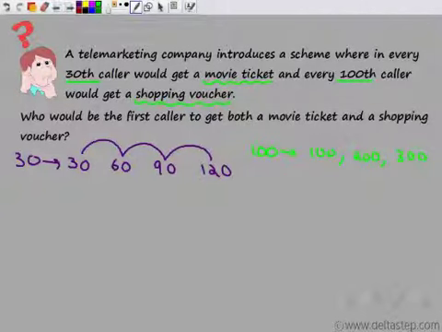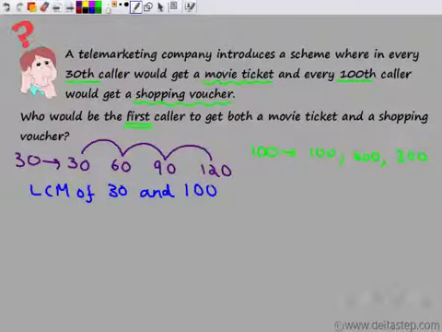So now the movie ticket is being given in multiples of 30. The shopping voucher is given in multiples of 100. I want both the movie ticket and the shopping voucher. That means I have to find a multiple of 30 as well as a multiple of 100. So I need to find a common multiple of 30 and 100. Not just that, I want to find the first caller who gets it. That is the least common multiple. So I need to find the LCM of 30 and 100.